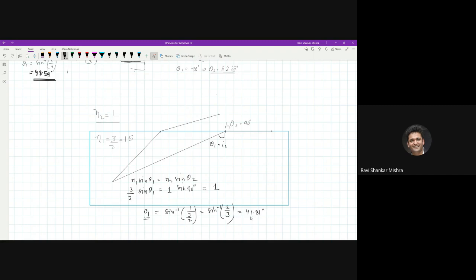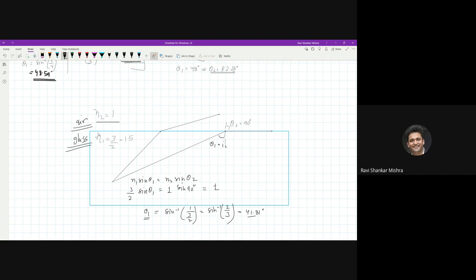So theta 1 is 41.81 degree, right? The higher the optical density, the lesser the critical angle will be. And that's why in diamond, where the optical density is really very high, the critical angle is extremely low. Whenever the light enters the diamond, it stays there, there is a lot of total internal reflection, and because of that diamond shines a lot. So this is one reason. So 41.81 degree is the critical angle for the combination of air and glass.